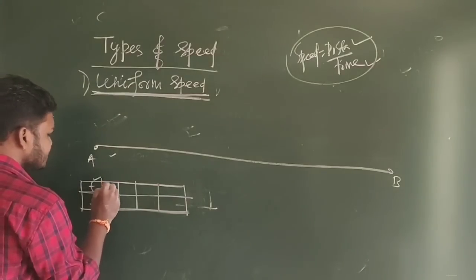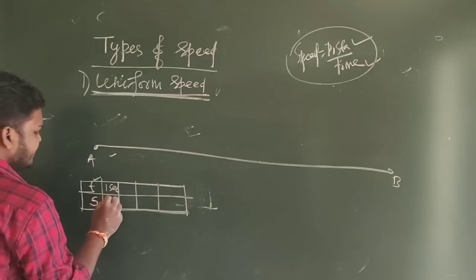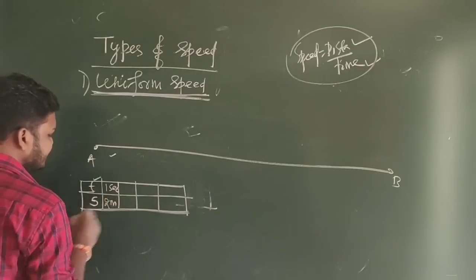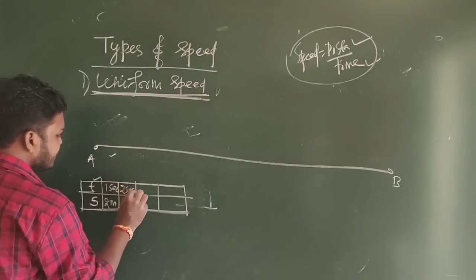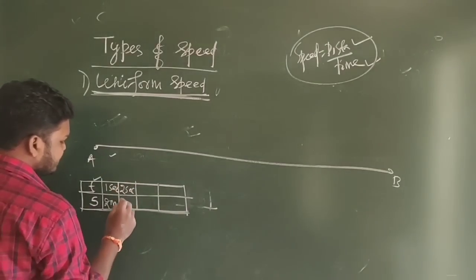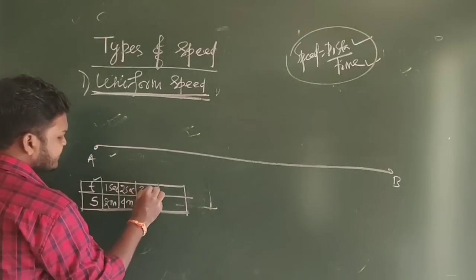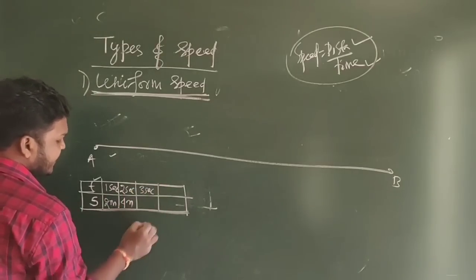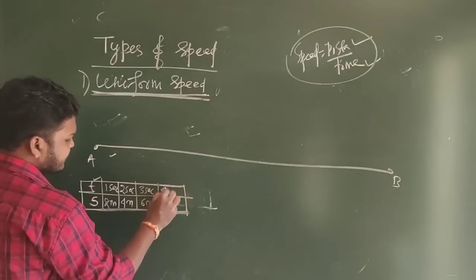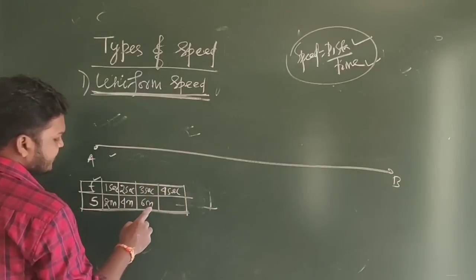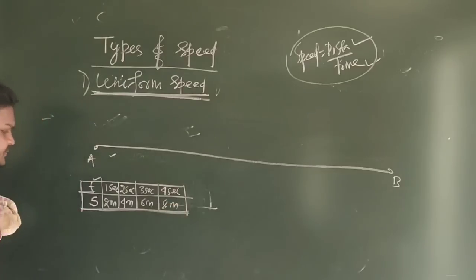So suppose in 1 second the body covers a distance 2 meter. Another 1 second, means 2 seconds, the body covers another distance 2 meter, means 4 meter. Another 1 second, that means 3 seconds, the body covers another 2 meter distance, that means 6 meter. Another 1 second, that means 4 seconds, the body covers another 2 meter distance, means 8 meter.